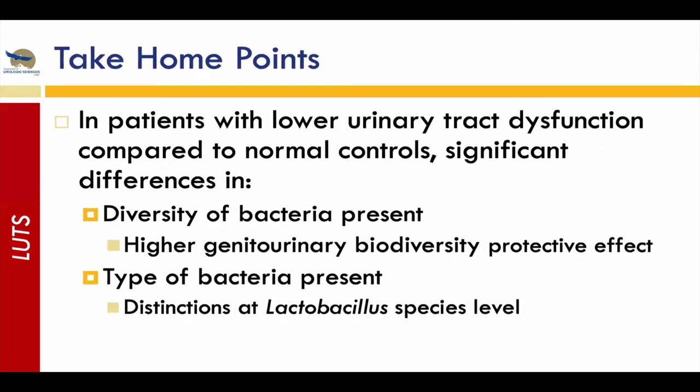So the take-home point for this section is that in patients with lower urinary tract dysfunction compared to normal controls, there is very consistently a difference in the diversity of bacteria present. It seems that a higher diversity has a protective effect in general, and there's also a difference in the type of bacteria present, although there's distinction for lactobacillus at the species level.